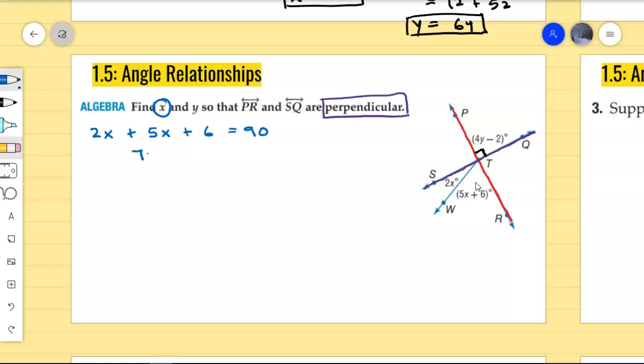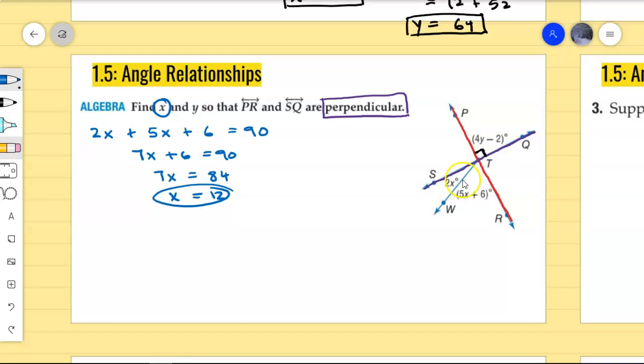So you end up with 7x plus 6 is equal to 90. Subtract 6 on both sides, so you end up with 7x is equal to 84. And then you simply take 84 and 7, and then you divide them out. So when you do that, you end up with 12. So the value of x is actually equal to 12.